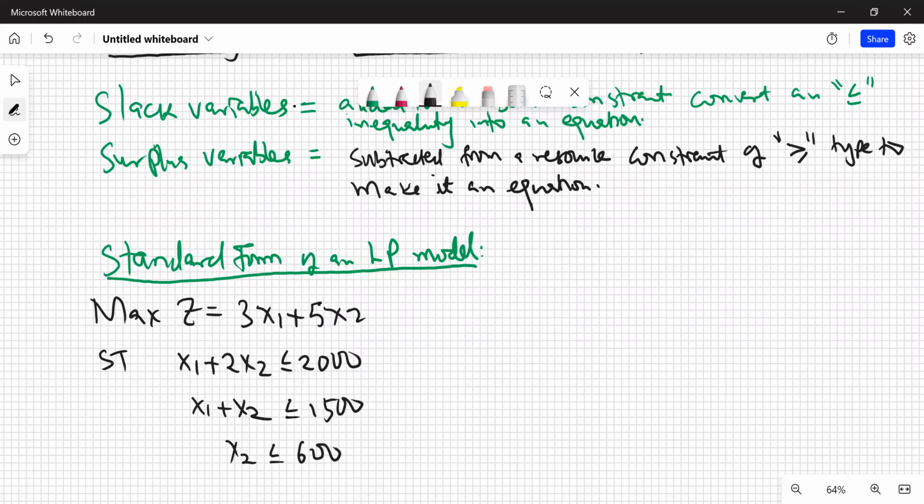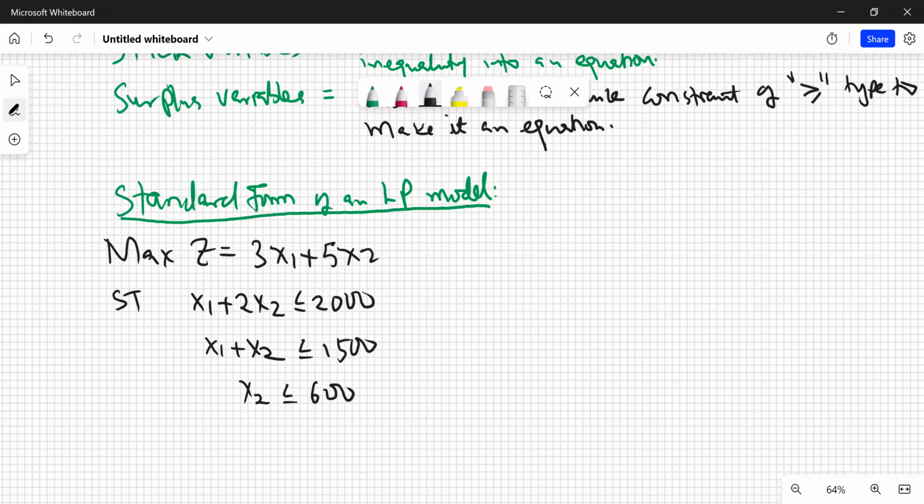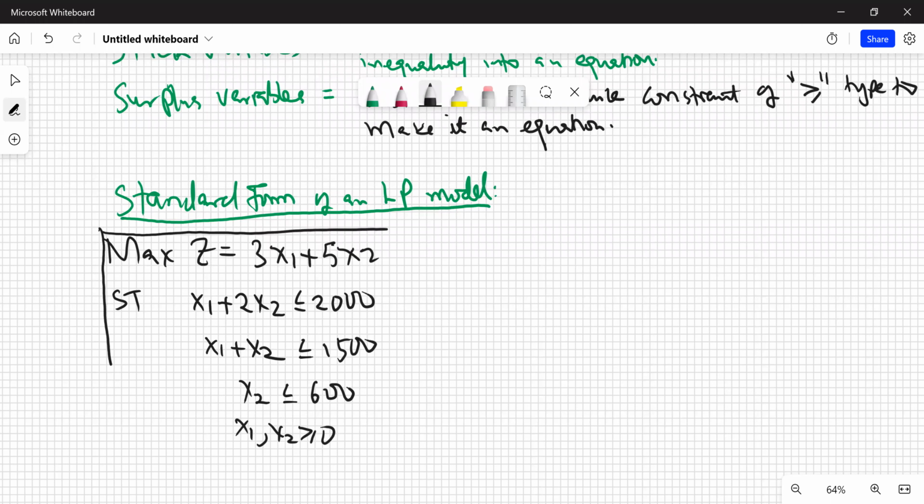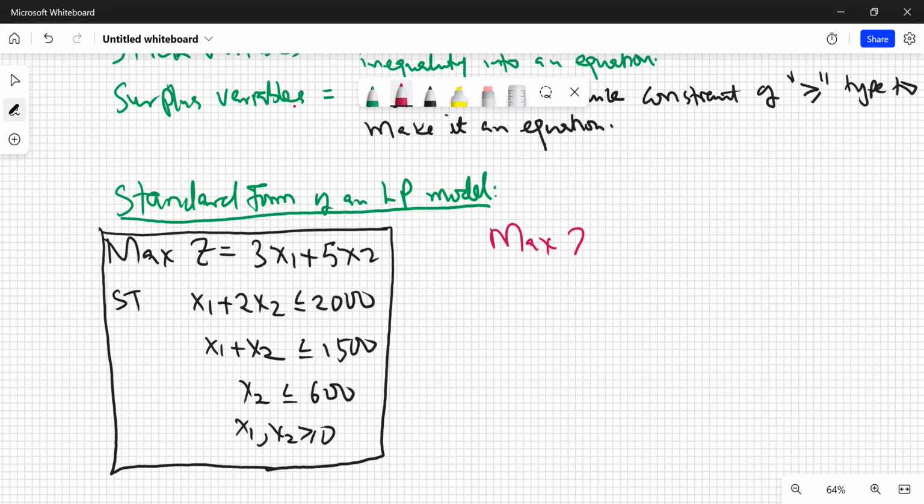So unfortunately here we do not have any inequality which is of the greater than type. So all of them are less than. But I'll show you another example where we have a mixture of inequalities and possibly even an equation. So this is the form that we had our model in. So if you want to convert this into standard form, you introduce slacks, and those slacks are also supposed to appear in the objective function.